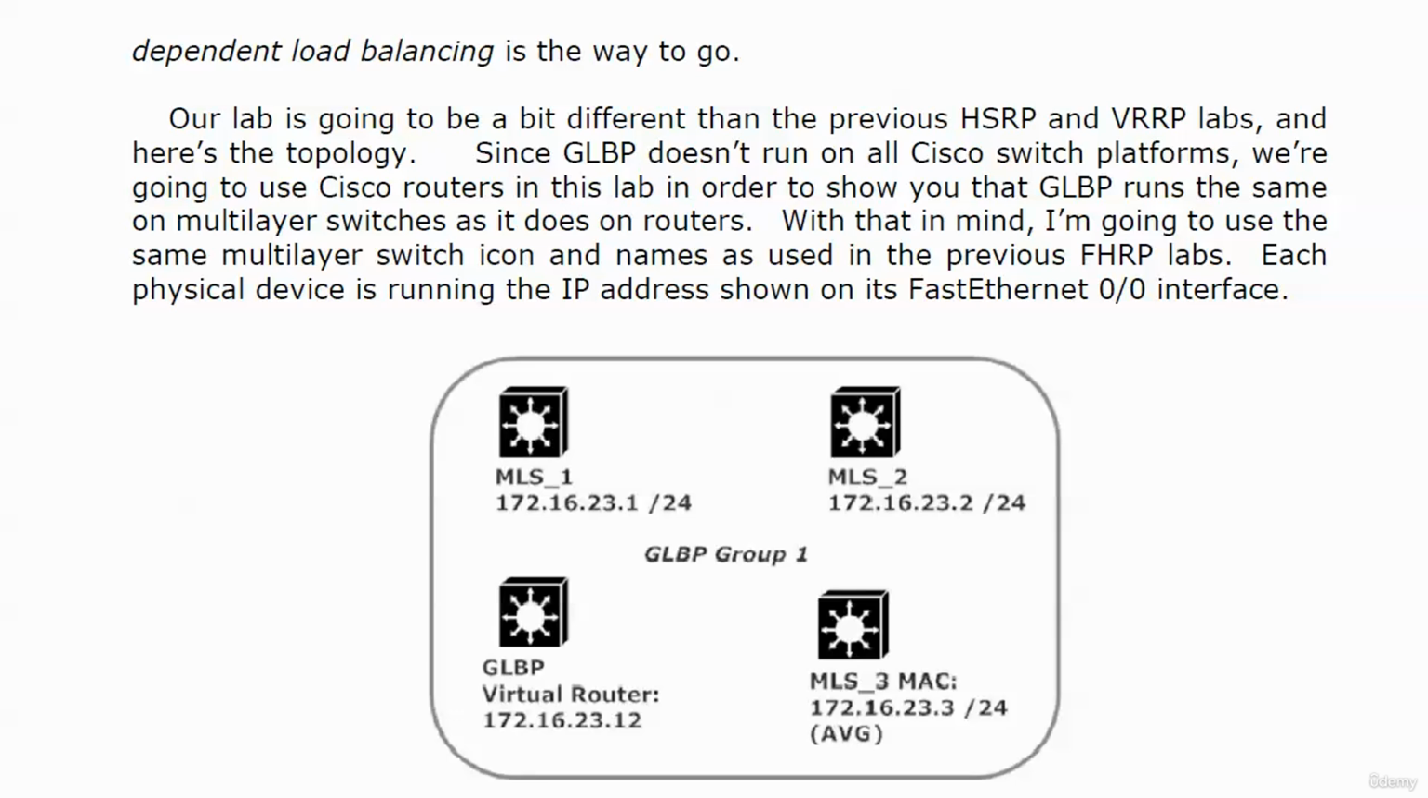I'm going to use the same multi-layer switch icon and names as we've used in the previous labs. I just want to mention to you that here, each physical device is going to be running the IP address shown on its FastEthernet 0/0 interface. So if you break open some switches in your home lab and the GLBP commands are returning, gee, I don't know what you're talking about, unrecognized command, that's why. It simply does not run on that many switch platforms, but it runs on most router platforms. So that's what we're going to do here. We will start with that config at the beginning of the very next video. See you there.